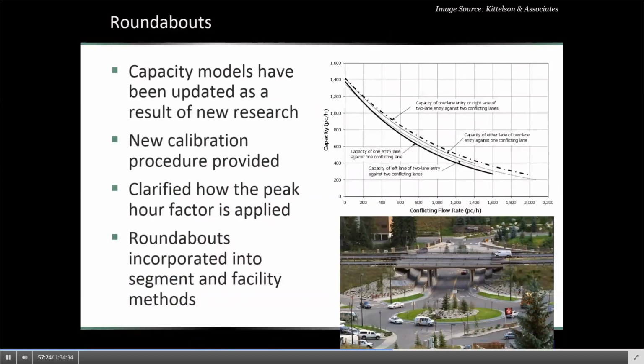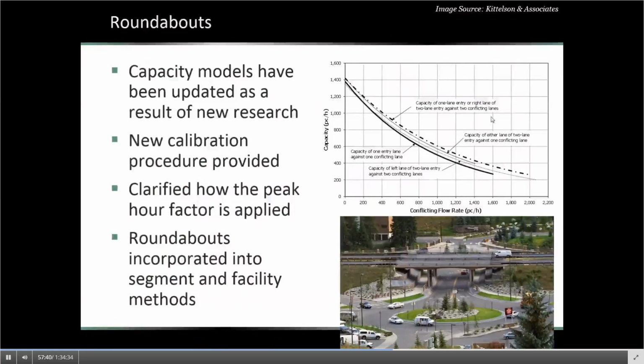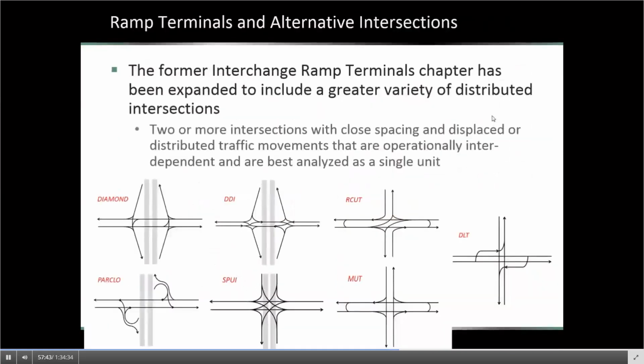Similar to the calibration emphasis I mentioned on freeways, there is a calibration emphasis for roundabouts to clarify how the roundabout capacity can be calibrated for local conditions. And I mentioned previously the roundabouts also incorporated into both the segment and facility methodologies. And lastly then, a new chapter on ramp terminals and alternative intersections.